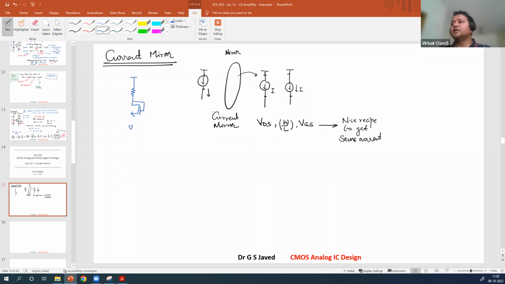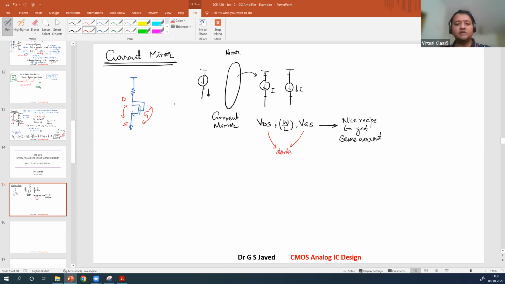Any diode connected circuit will have these two values the same. Remember, drain, gate, source. So here, these two are the same. These two are the same. So which circuit will give you both VDS and VGS equal? Diode connected.